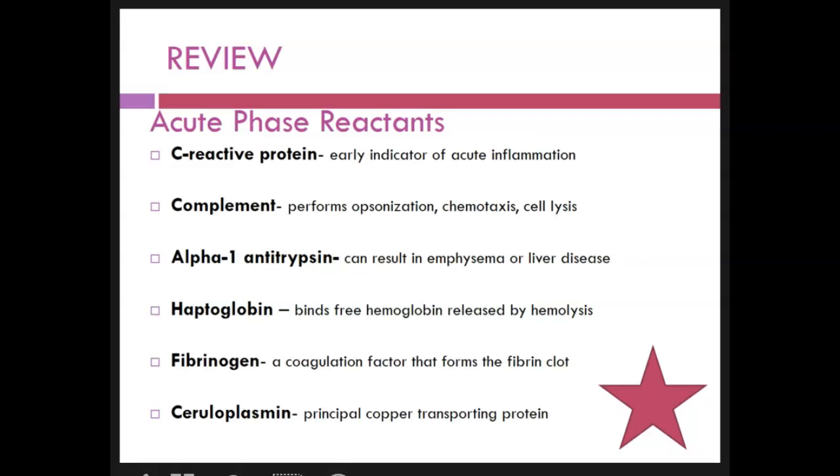Haptoglobin is the protein that binds free hemoglobin released during hemolysis. Fibrinogen is a coagulation factor that helps form clots. And then ceruloplasmin binds copper.